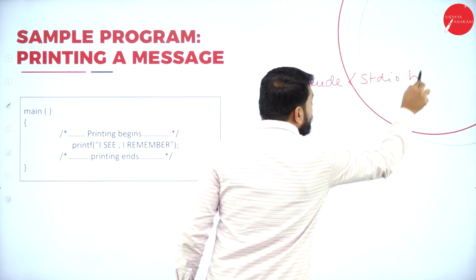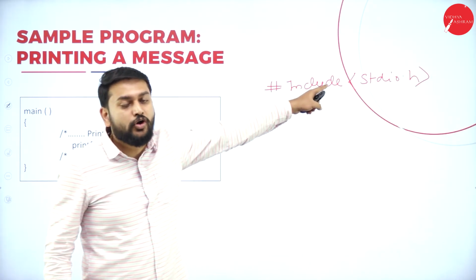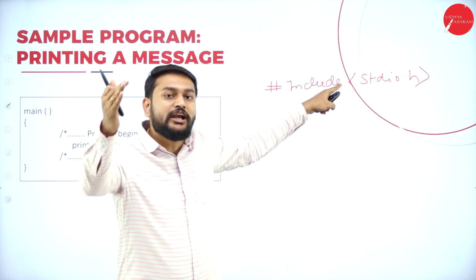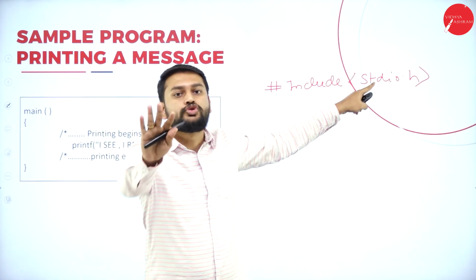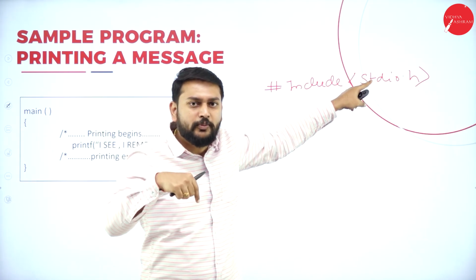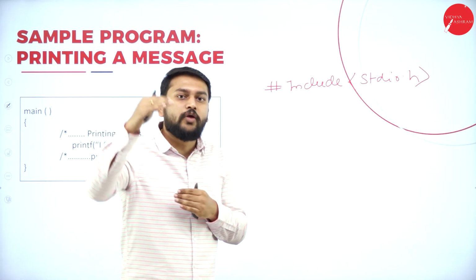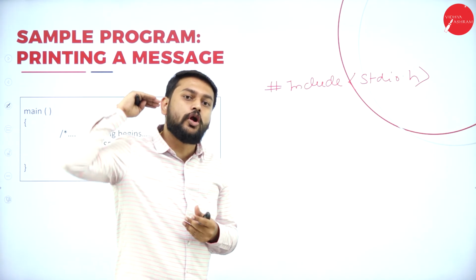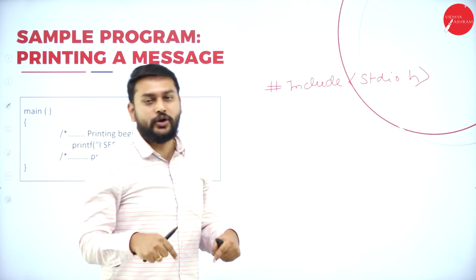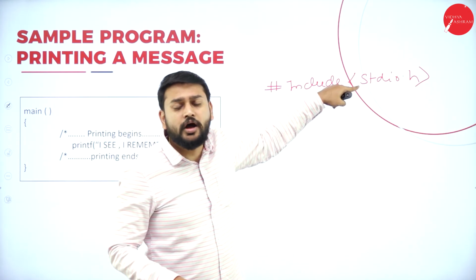stdio.h. What is this? It's a header file. stdio.h is a header file. We store our predefined functions in this header file. I need that in this program. That's why I am using this. I want the header files. I want the functions, predefined functions, which are already predefined in my program. That's why I'm using this.